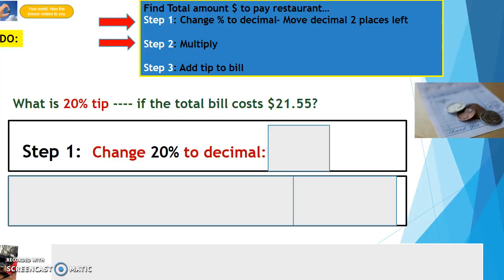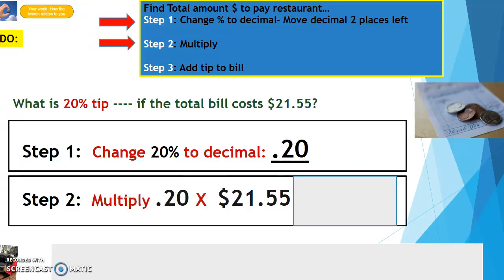Let's try this out. Step 1 says to change the percent to a decimal. So we are leaving a 20% tip if the total bill costs $21.55. Well, here's our percent. We're going to change that to a decimal. 20% changed to a decimal is 0.20. Step 2 says to multiply. So now we're going to take that 20 hundredths or 0.20 times the bill, which is $21.55, which comes out to be $4.31. Right there, this $4.31 is the amount of tip to leave.